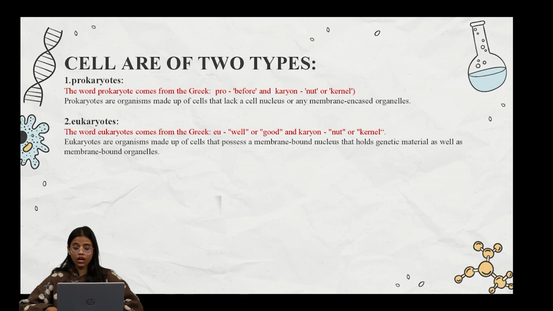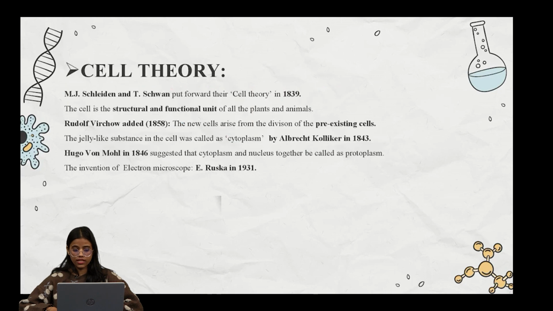Second is eukaryote. This word is also derived from a Greek word, eu which means well or good, and karyon means nut or kernel. Eukaryotes are organisms made up of cells that possess a membrane-bound nucleus that holds genetic material as well as membrane-bound organelles. Further we will study about cell theory.